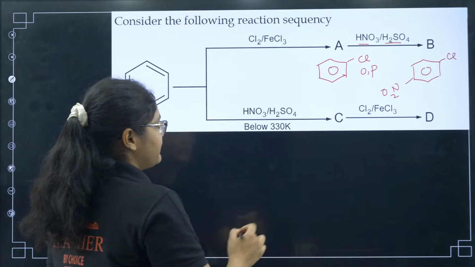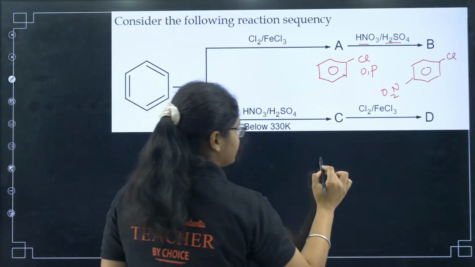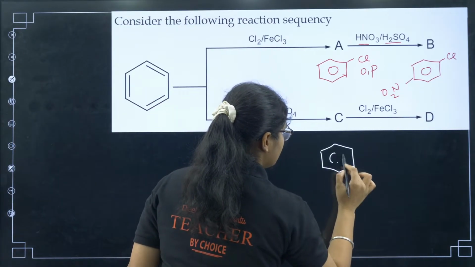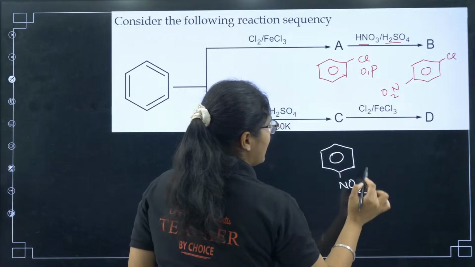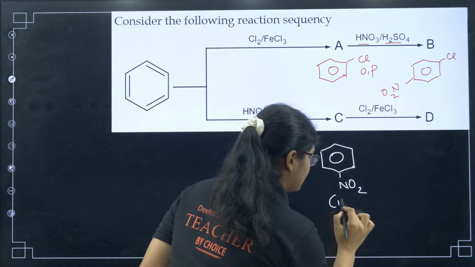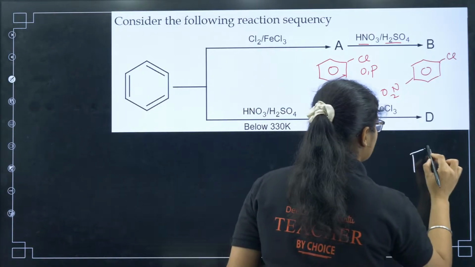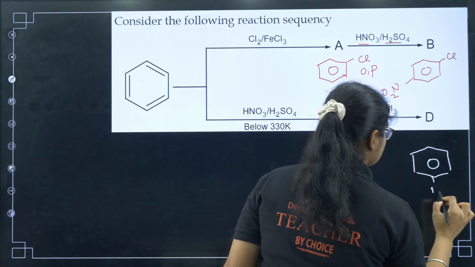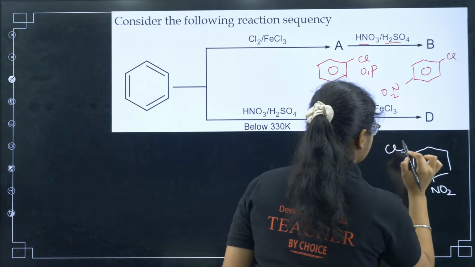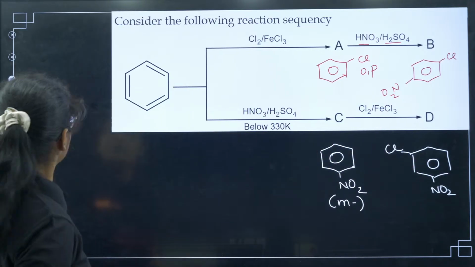Next, if I see this one, HNO3 and H2SO4, first nitration will take place. So here C will be the nitration group added, and after that Cl2/FeCl3. Now the nitro group is a meta directing group, right? So the Cl will be added at the meta position. So that is here, right? Clear? All of you are getting it?